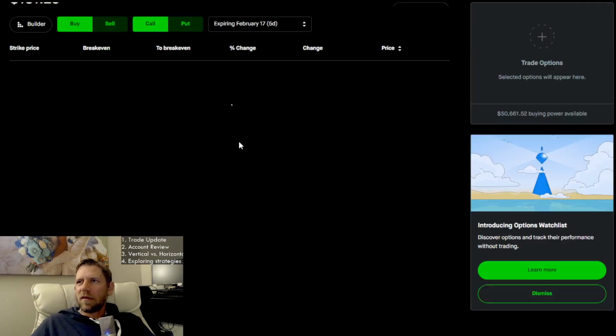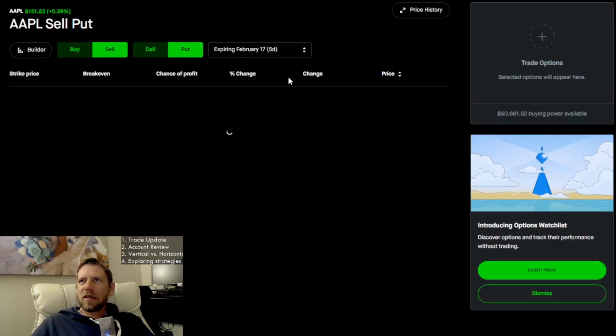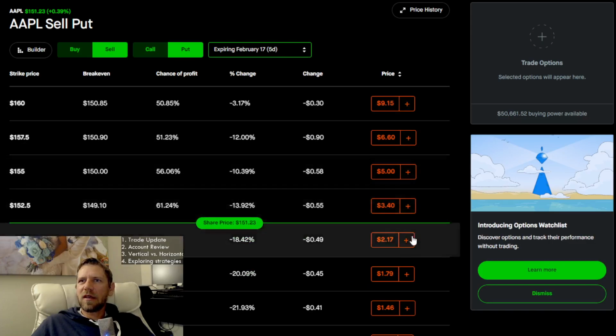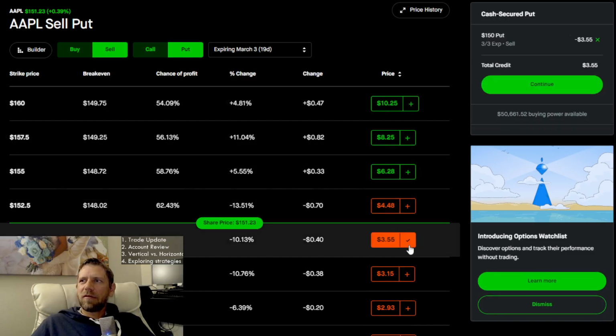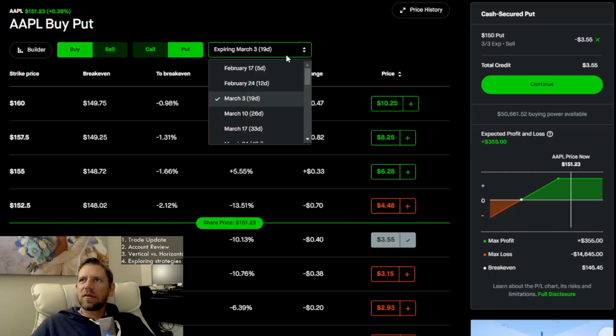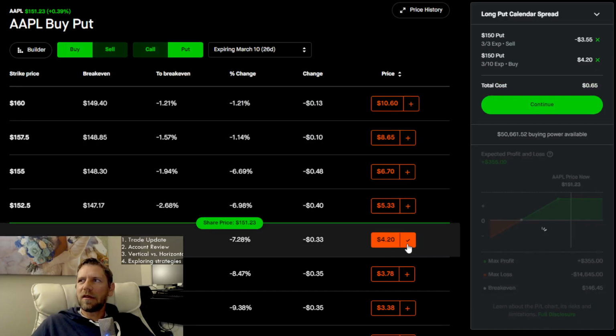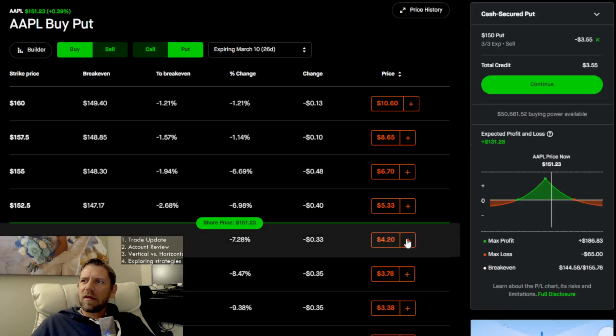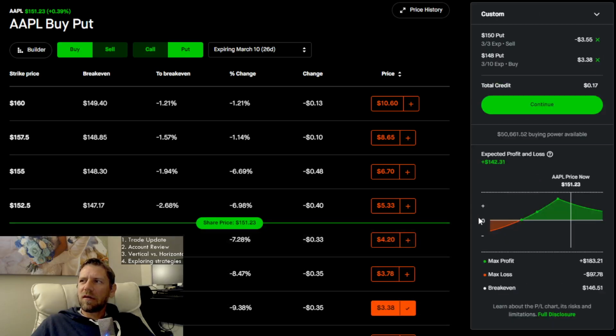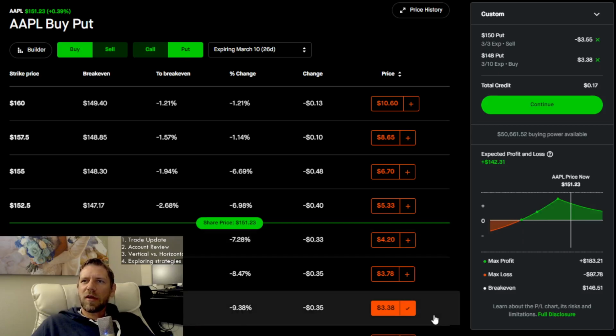Okay. All right. So selling a put for February 17th, let's say at one. How about we go to March 3rd? 150, and then buy a put on March 10th at 150. And look at what happens. Do you see how the wings are not the same now? So first of all, it's a little bearish, but look at the max loss here. It's 65.43. Now it's 65. Let's see if we can alter this even more. Look at this now. I put it at 148.